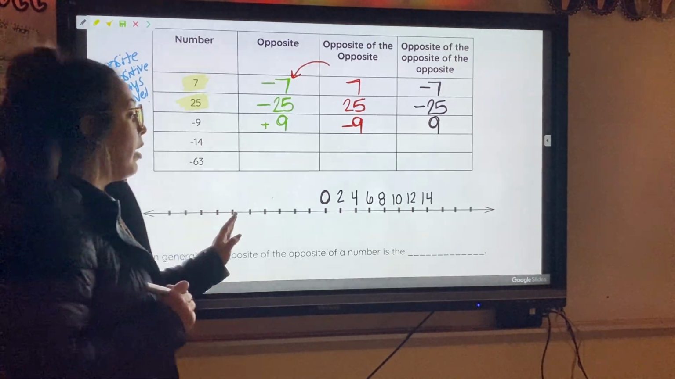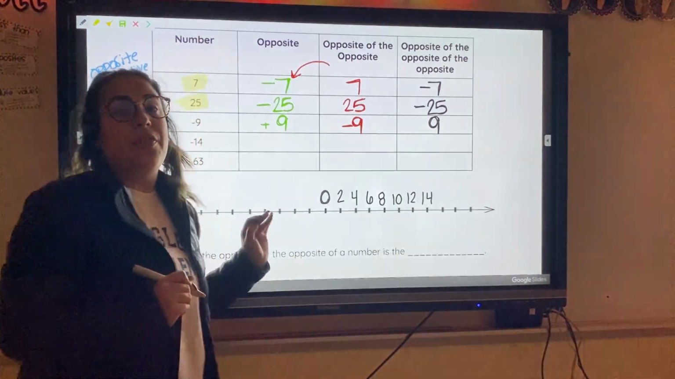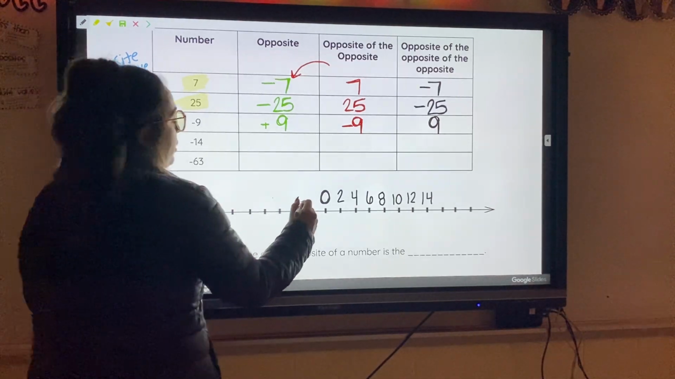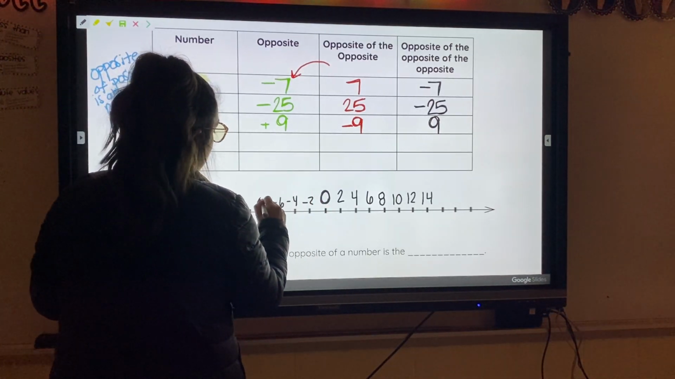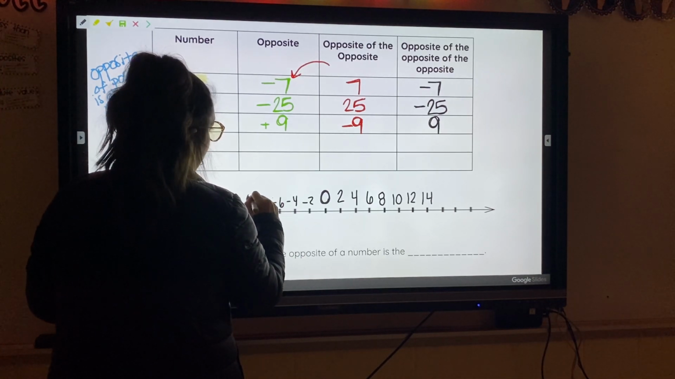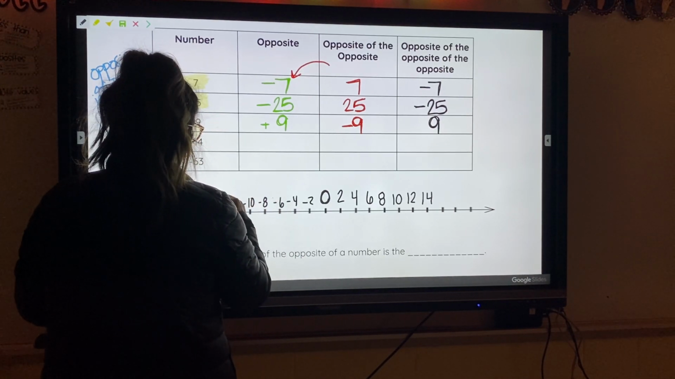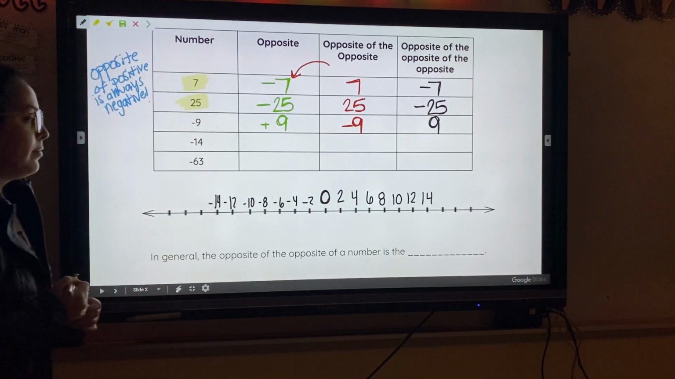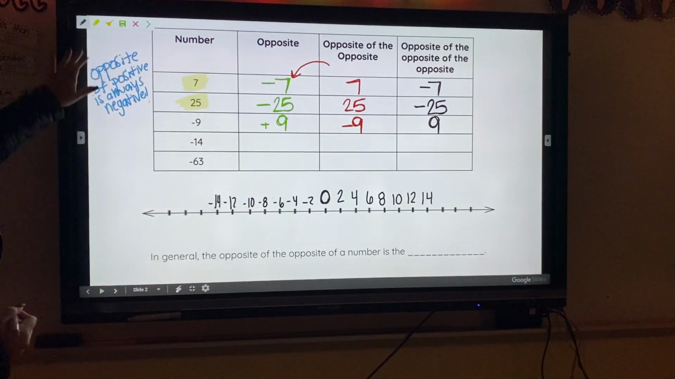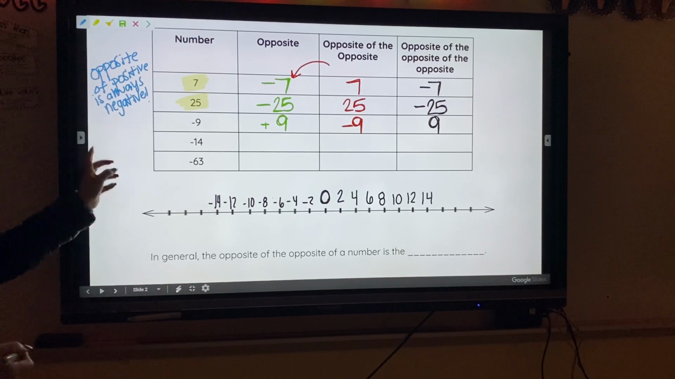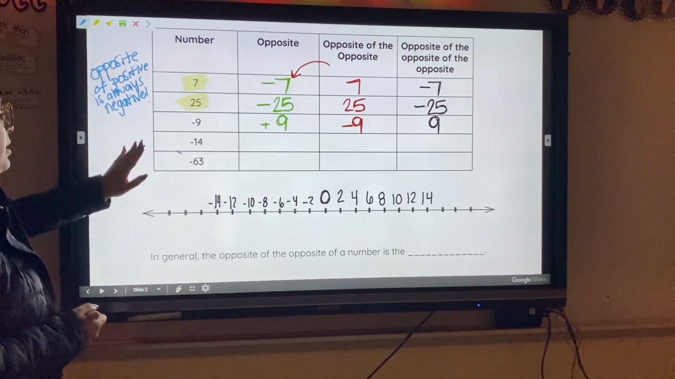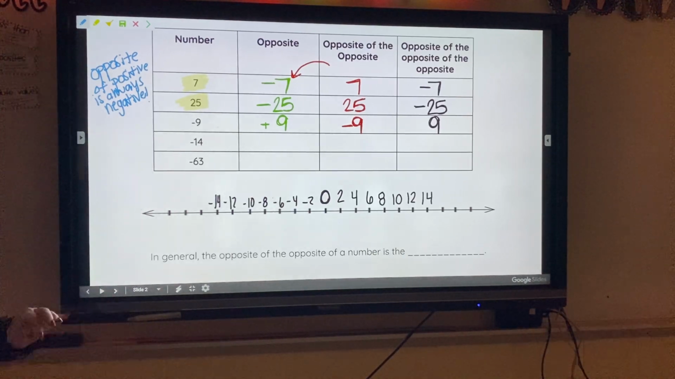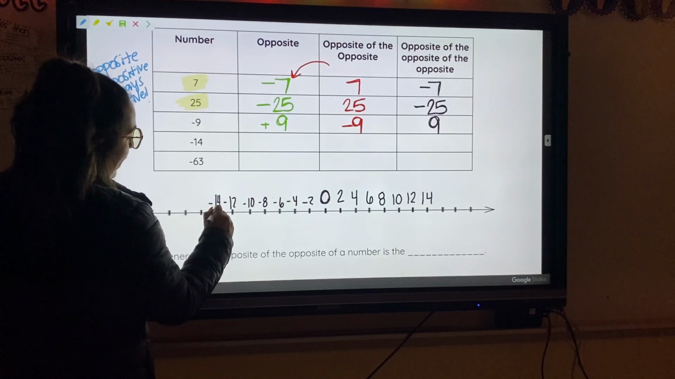Remember, what I do on one side of the 0, I want to do to the other side of the 0. So I have negative 2, negative 4, negative 6, negative 8, negative 10, negative 12, negative 14. So again, our number this time that we're plotting is going to be negative 14. So I'm going to plot it right here.